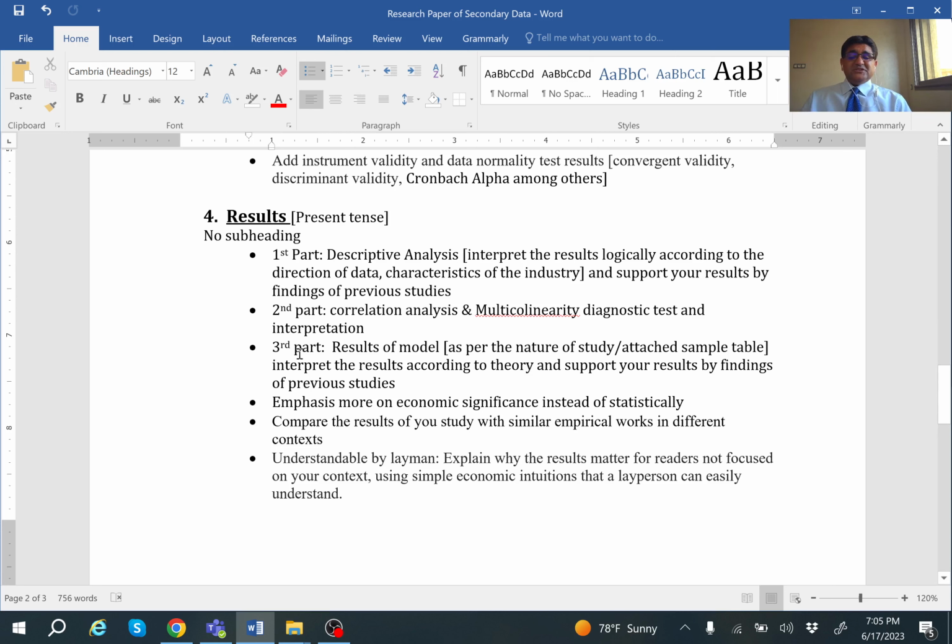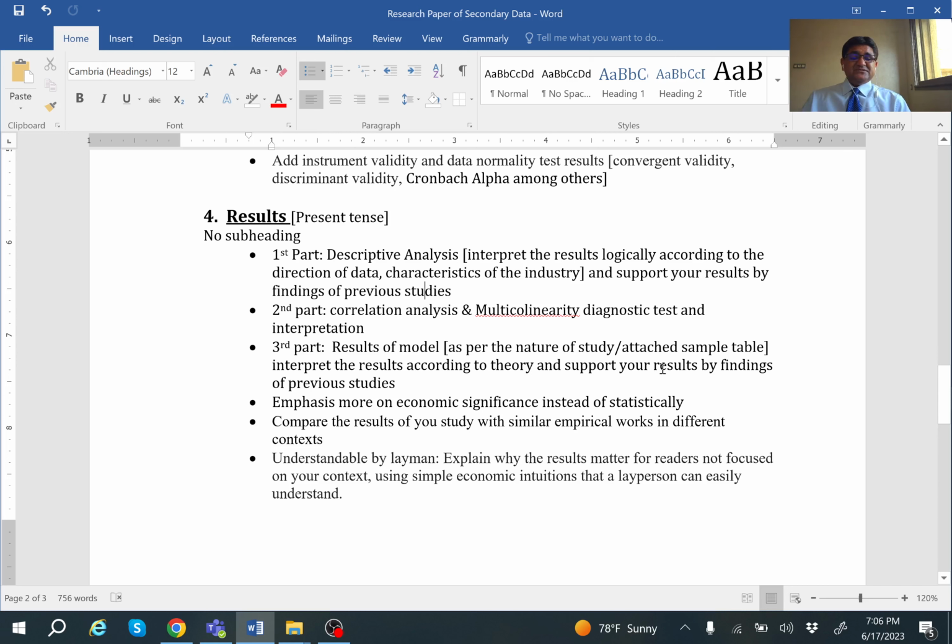Then we have the most important part of results, which is model testing, hypothesis testing. For hypothesis testing, we have discussed the tools and techniques in the last part, the techniques which we have used. So here you need to report the results. I took the example of one of my students. She applied the static panel as well as dynamic panel. For static panel, she selected the fixed effect model based on the Hausman test. Then here she needs to report the results in a logical sense.